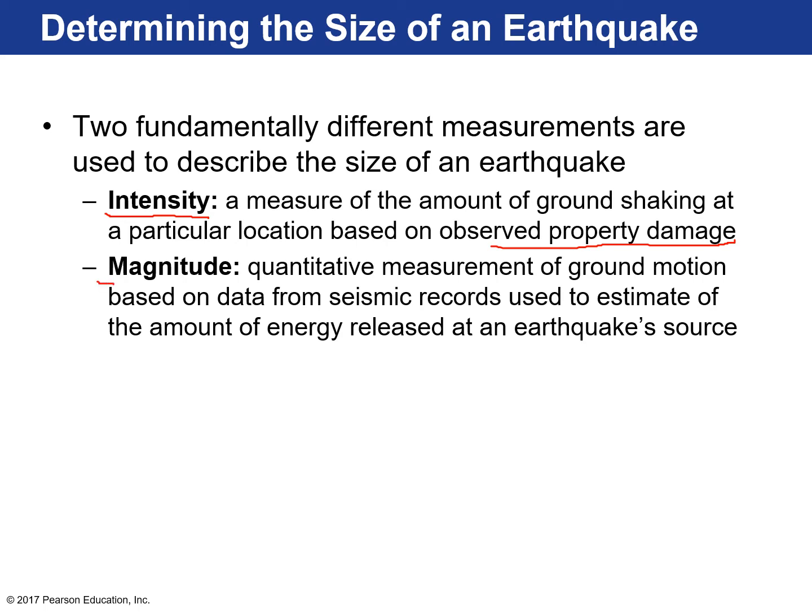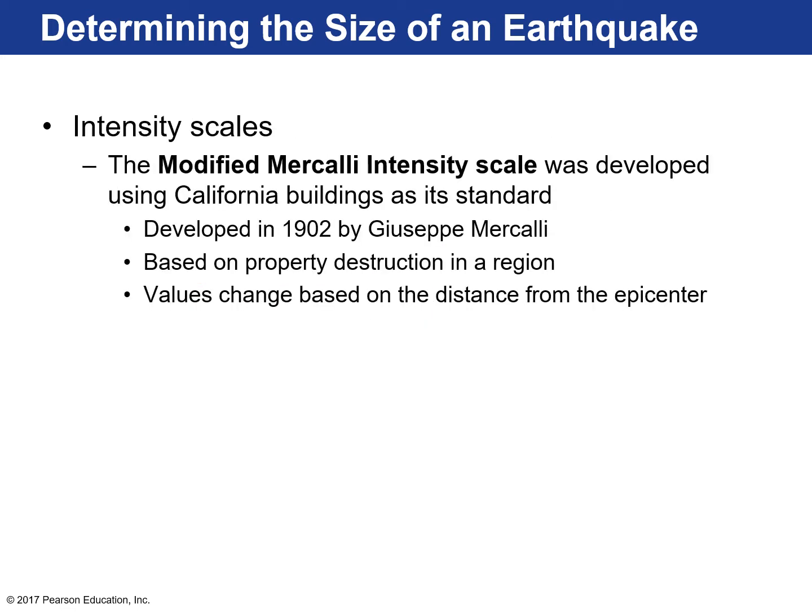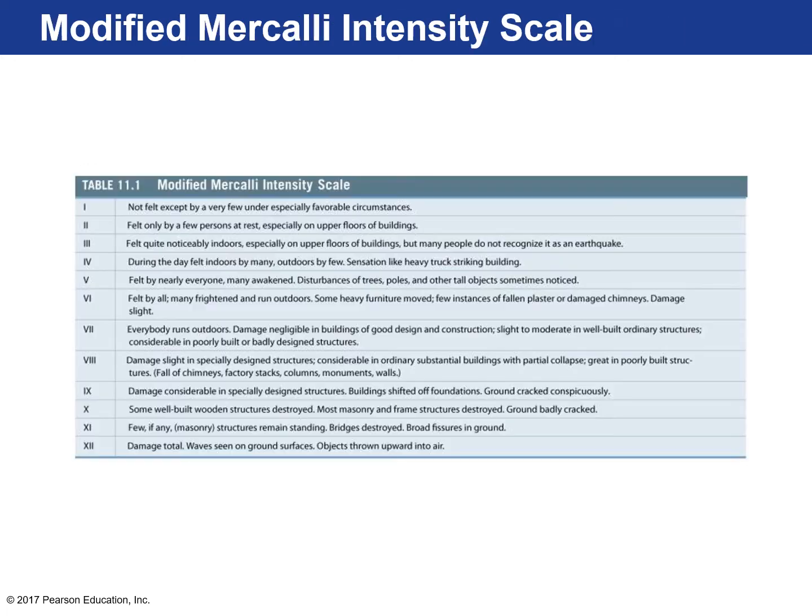Scientists later developed magnitude. It's a more quantitative and objective way of measuring ground motion, and it's based on seismic data. The seismic records are used to estimate how much energy was released from the earthquake. So here's the intensity scale, the modified Mercalli intensity scale. Giuseppe Mercalli developed it a really long time ago. The values change based on distance from the epicenter, so it helps you figure out where the epicenter is. Here are the descriptions for the different numbers on the Mercalli scale.